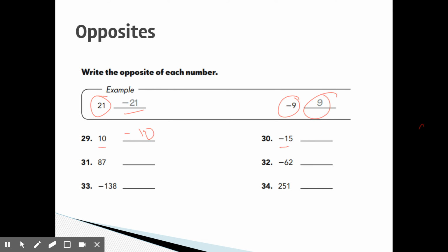Negative 15's opposite would be positive 15. 87 would be negative 87. Here would be 62, 138, and negative 251.